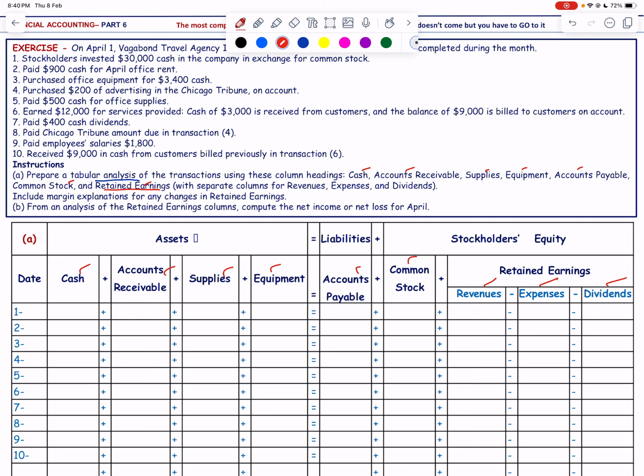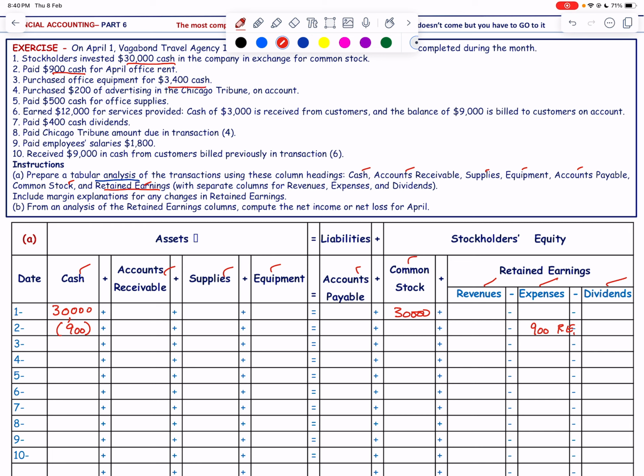Stockholder invested 30,000 cash in the company in exchange for common stock. So obviously they are making an investment. So cash is going to increase by 30,000 and common stock is going to increase by 30,000. Then paid 900 for April office rent. So we are paying, so cash is going to decrease by 900, and this is an expense of rent, office rent expense.